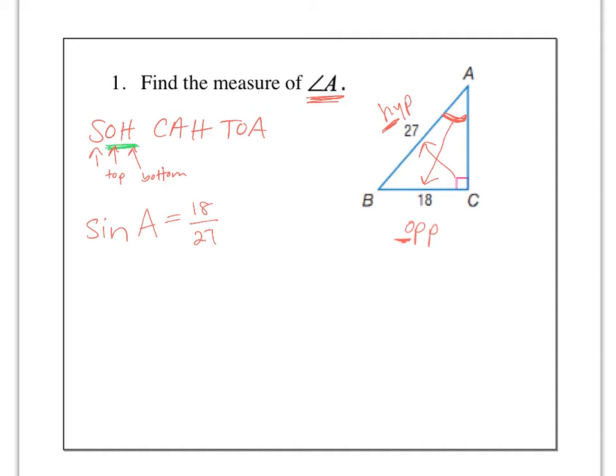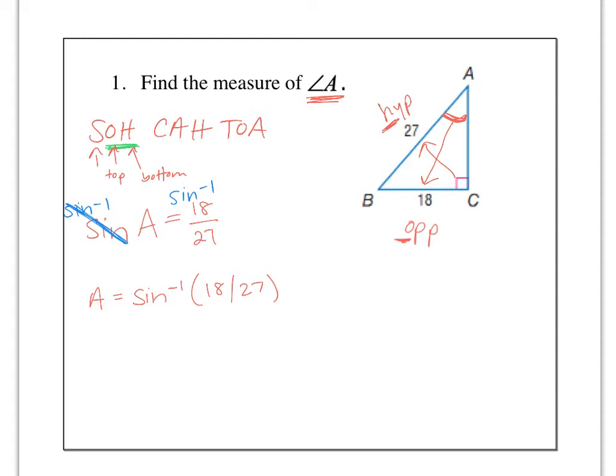Now, what we're supposed to do is find the measure of angle A. So we have to get A by itself. So to get A by itself, we have to get rid of the word sine. To get rid of the word sine, you do a thing called inverse sine. But remember, when you're working with equations, whatever you do on one side of the equation, you have to do on the other side as well. Now on the left side, the inverse sine and the sine will cancel out. And so you'll just have A. On the right side, you have the inverse sine of 18 divided by 27.